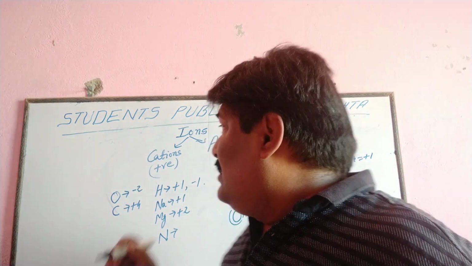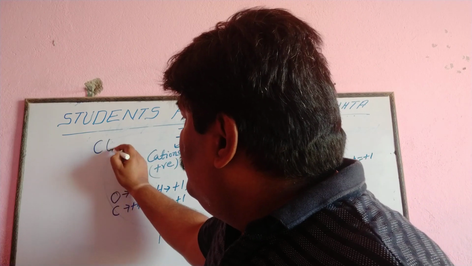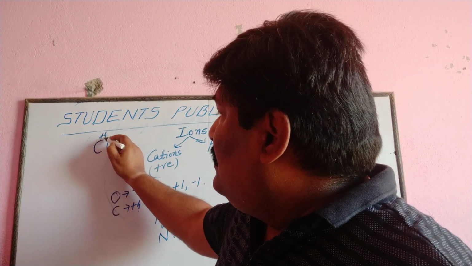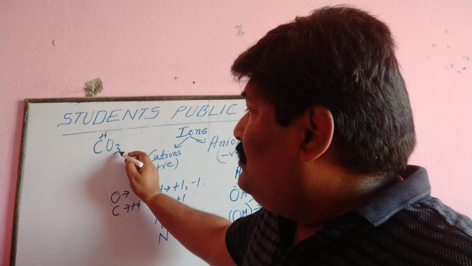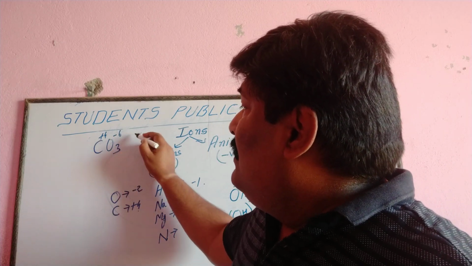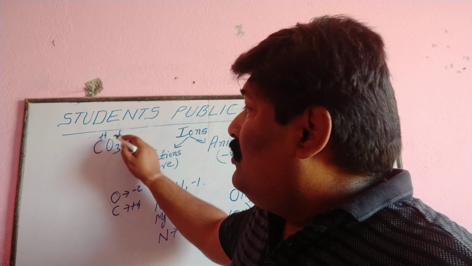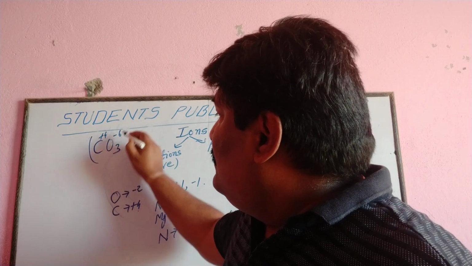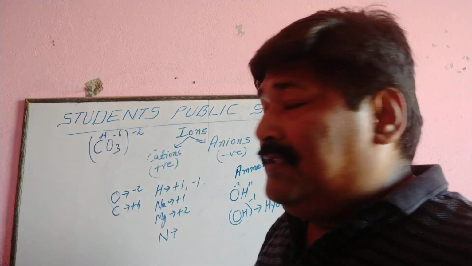Carbonate ion, CO3, carbonate. Now, charge of carbon plus 4. Charge of oxygen minus 2. Minus 2 into 3, minus 6. Then plus 4 minus 6. How much? Minus 2. The charge of carbonate is minus 2 always.